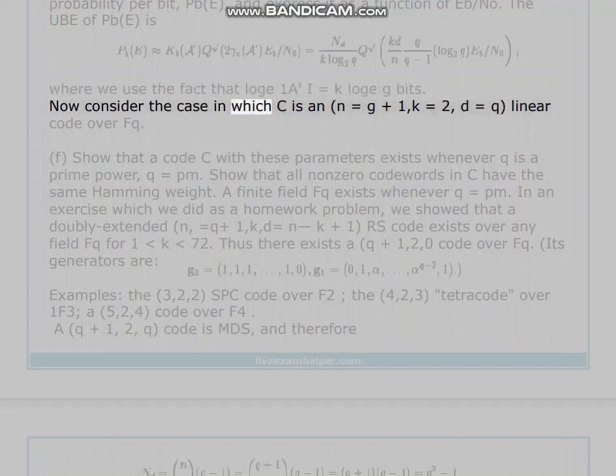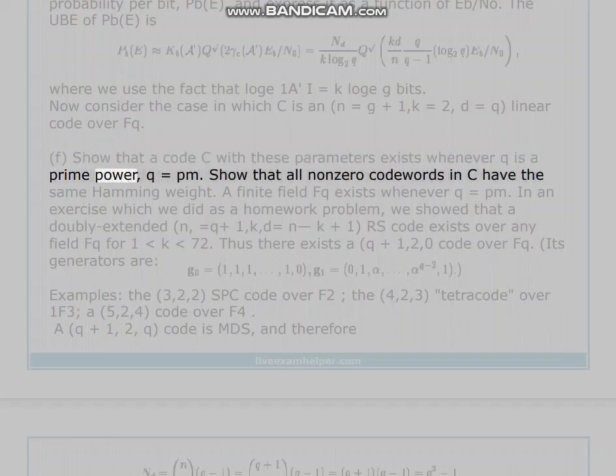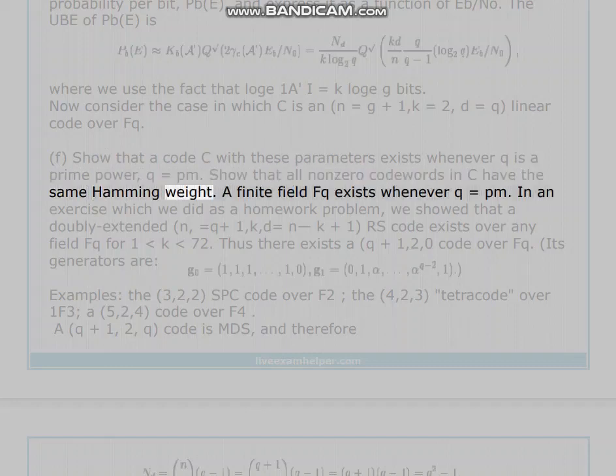Now consider the case in which C is an (n = q + 1, k = 2, d = q) linear code over F_q. F. Show that a code C with these parameters exists whenever q is a prime power, q = p^m. Show that all nonzero codewords in C have the same Hamming weight. A finite field F_q exists whenever q = p^m.